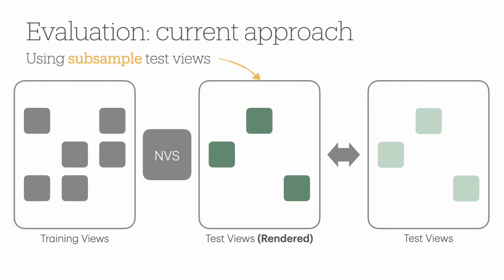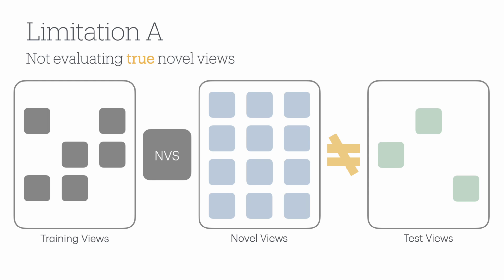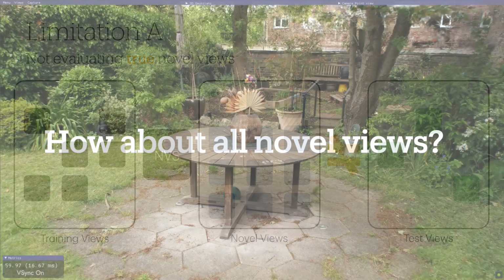However, this subsampling-based evaluation is only an approximation. The subsample test views can only provide limited coverage. For example, if we have 100 images and we take 10 of them as test views, all we have to evaluate this scene is those 10 test views. In contrast, during novel view synthesis stage, we can render hundreds, thousands of novel views. This is the first limitation of the current evaluation pipeline.